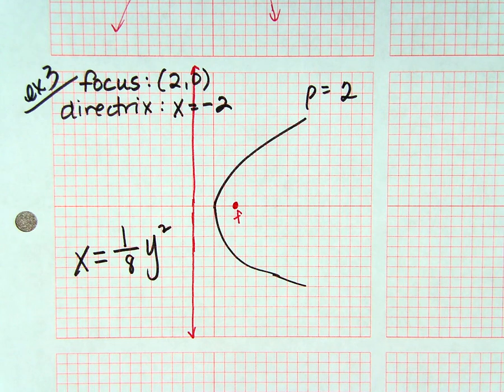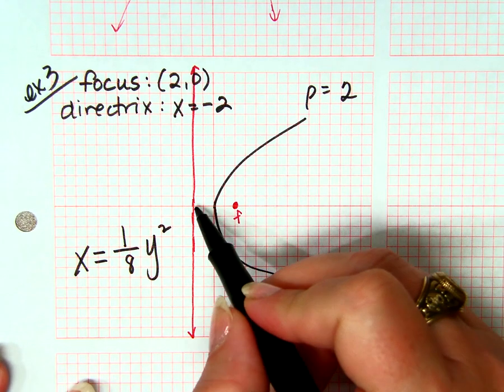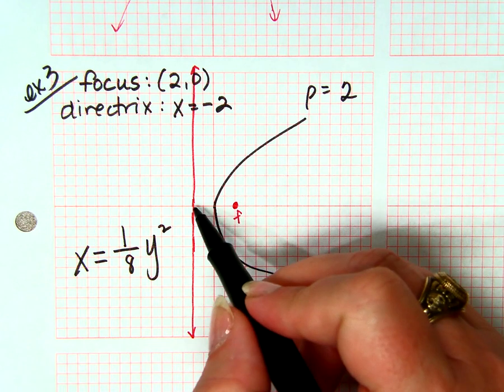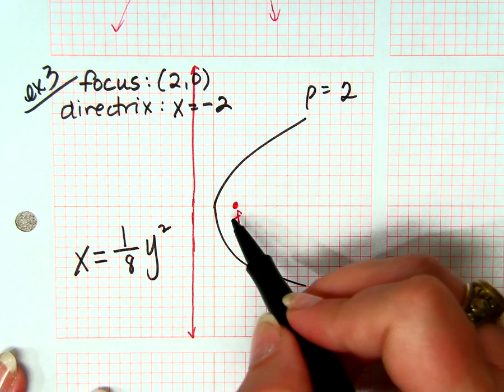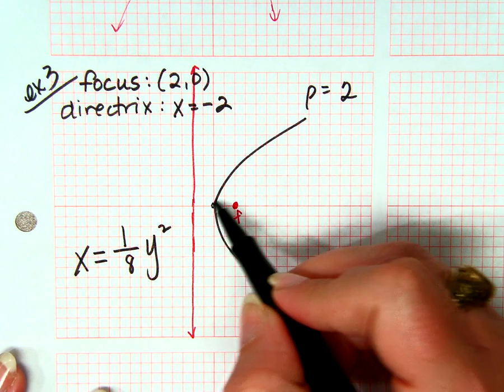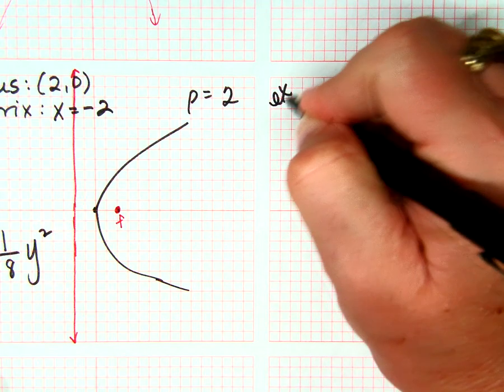Wait, why is the vertex at the origin? It's a good question. Remember, the vertex is halfway in between the focus and the directrix. That's also how we figured out p was 2, because it's the distance from the vertex to the focus. Okay? Questions? Example 4.